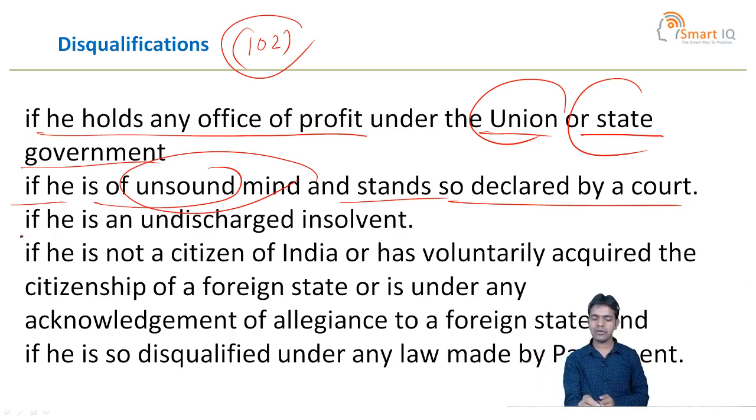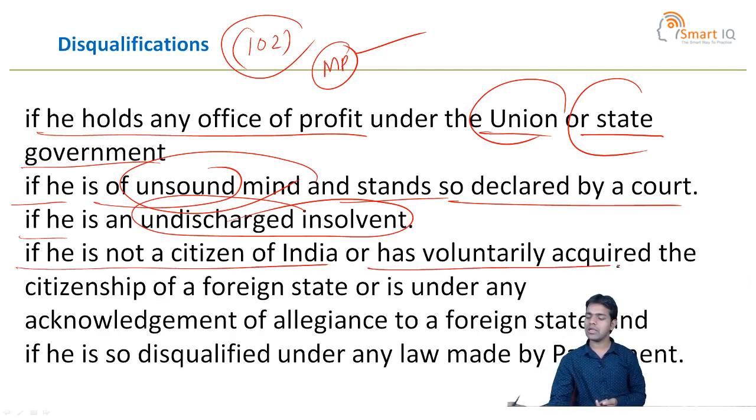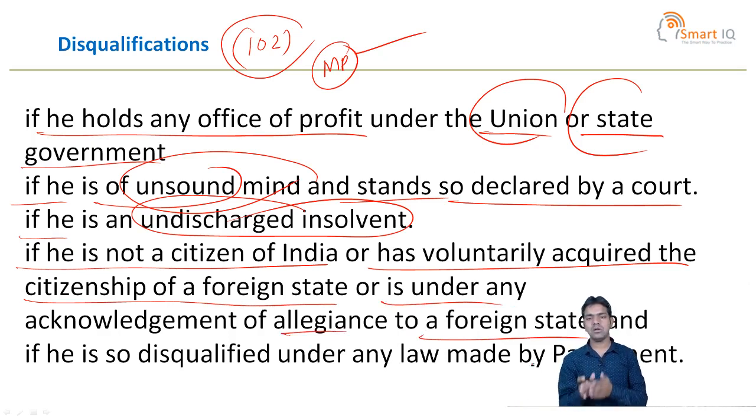And also if he is an undischarged insolvent. What is meant by undischarged insolvent? For example, the member takes a loan from the bank, and he is not able to discharge the amount of money owed to the bank, then he is also disqualified from the parliament. And if he is not a citizen of India or has voluntarily acquired the citizenship of a foreign state, or is under any acknowledgement of allegiance to a foreign state, then also the person is disqualified from the parliament.